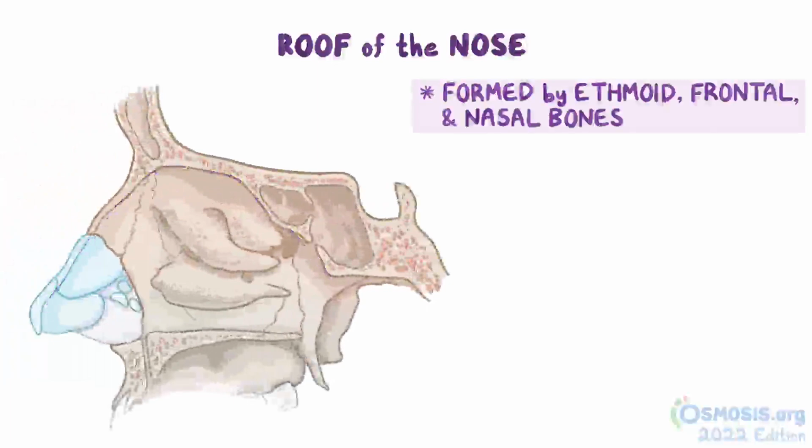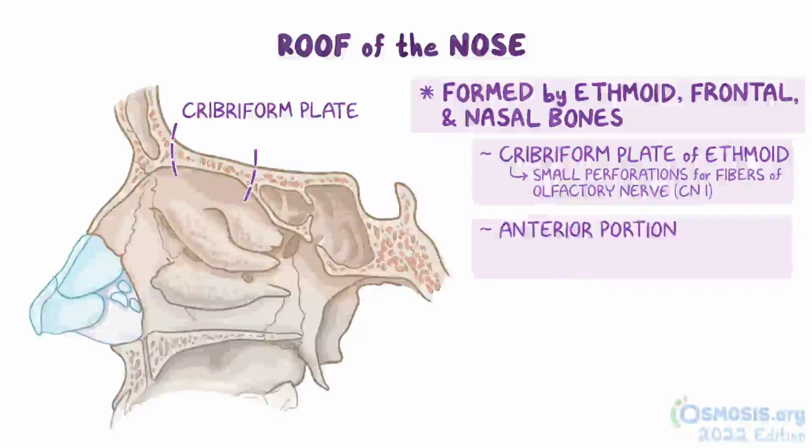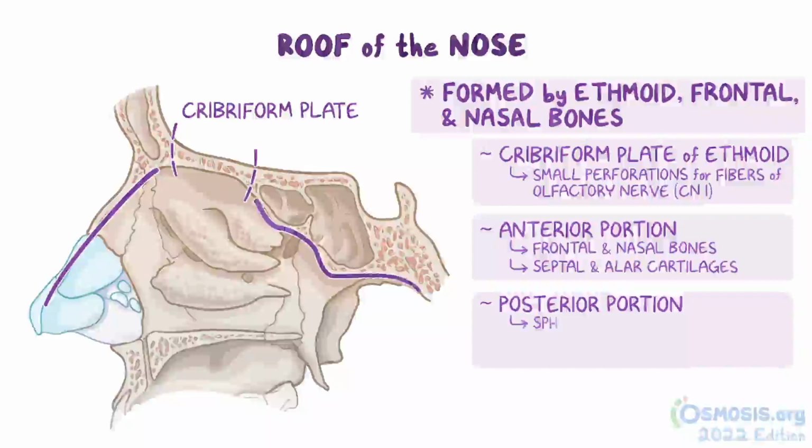The major portion of the roof is formed by the cribriform plate of the ethmoid bone, which is a flat, horizontal, bony plate with small perforations for the fibers of the olfactory nerve to pass through. The sloping region anterior to the cribriform plate is formed by the frontal and nasal bones and a portion of the septal and alar cartilages. Posterior to the cribriform plate, the roof of the nasal cavities is a bit more irregular, and is formed by parts of the sphenoid bone, a portion of the vomer bone, and the sphenoidal process of the palatine bone.